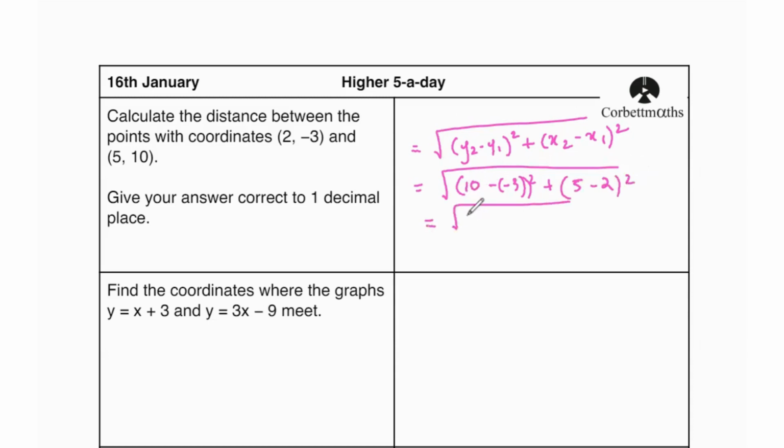10 minus -3 is 13. So 13 squared plus 3 squared, which is 169 plus 9, 178. And when you take the square root of that, it gives us 13.3 centimeters. That is your distance between these 2 points.